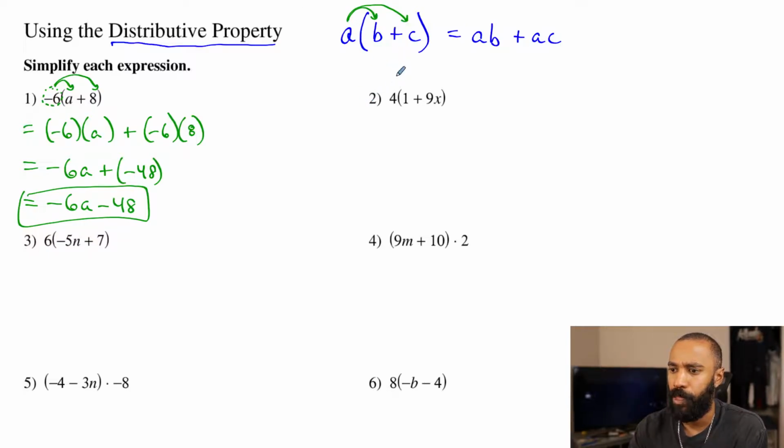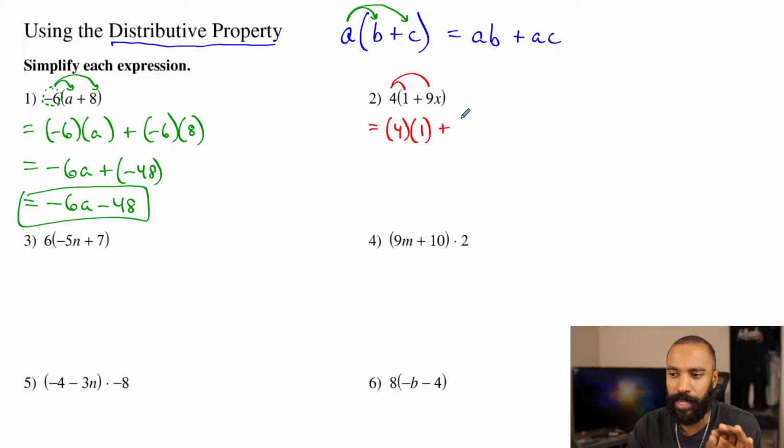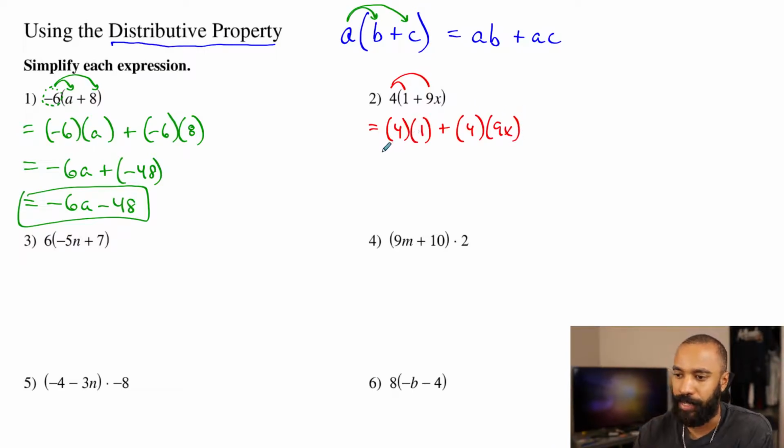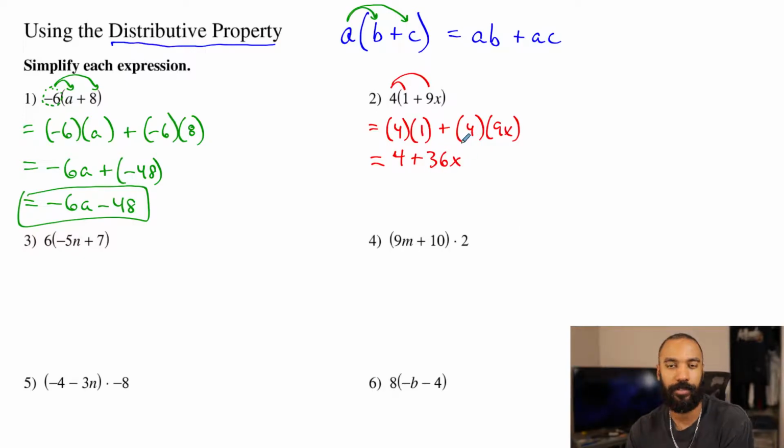Okay, number 2. Distribution. Just like that. 4 times 1. Let's do it the same way as last time. 4 times 1. Notice how I'm using parentheses for the emphasis of multiplication. It's for the point of if something's negative, I make sure that I take care of it. Times 4 plus 9x. Plus 4 times 9x, excuse me. 4 times 1 is 4. And 4 times 9x is 36x. This is a fine answer.